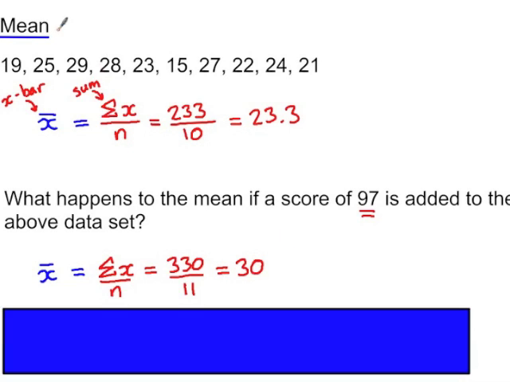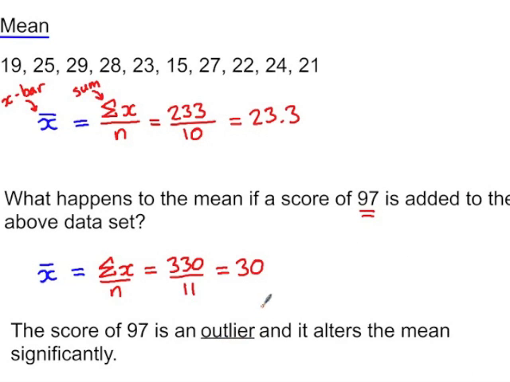Now remember that the point of finding the mean is to summarise the data with a typical value. The 23.3, even though none of the original values had a decimal part, can be said to represent a typical value in the data. Now the mean is 30. But if you look at the original set of scores, none of those is above 30. But bringing in this additional score of 97 significantly increases the mean. We say that this 97 is an outlier and it alters the mean significantly.